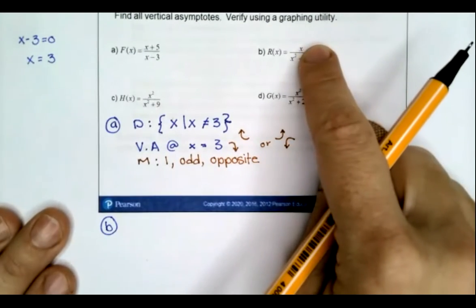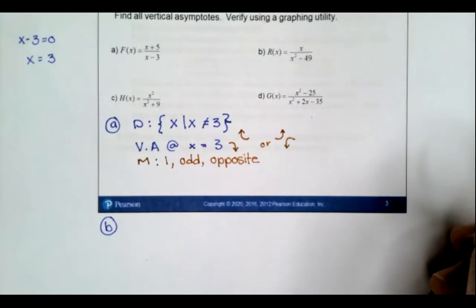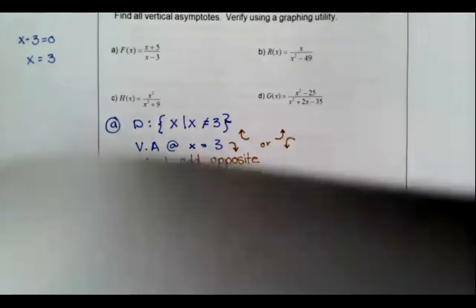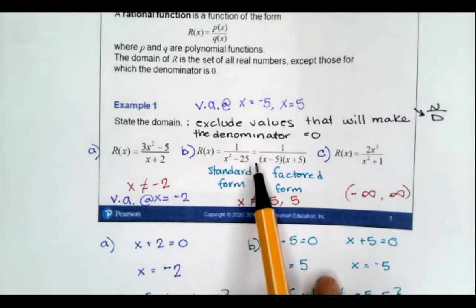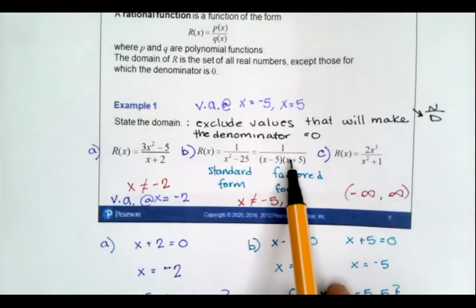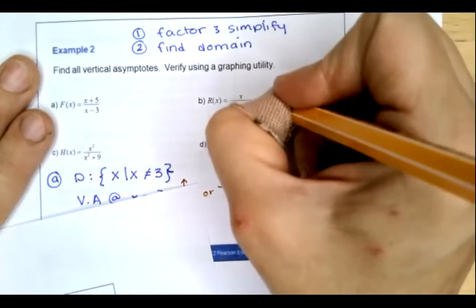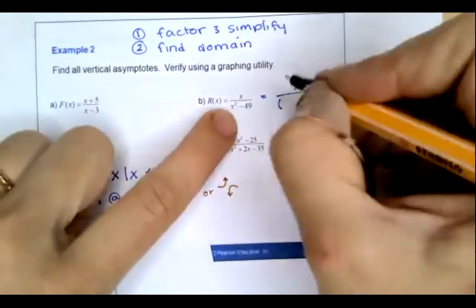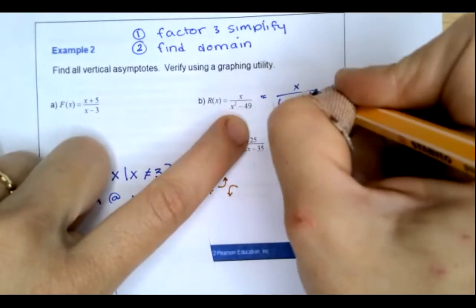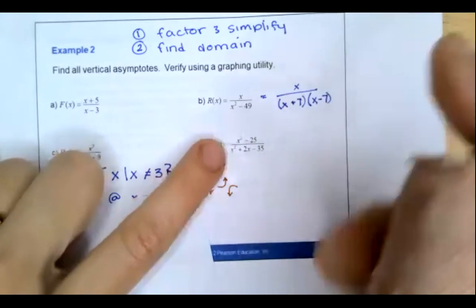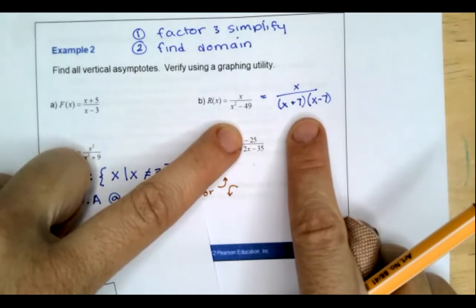Let's now look at B. R of x equals x over x squared minus 49. Again, just like we saw, x squared minus 25 is the difference of two squares, so we can say it's x minus 5 times x plus 5. This is also the difference of two squares. So I'm going to call this x over, the squares are x, and the square root of 49 is 7. So x plus 7 times x minus 7 is the factored form of x squared minus 49.